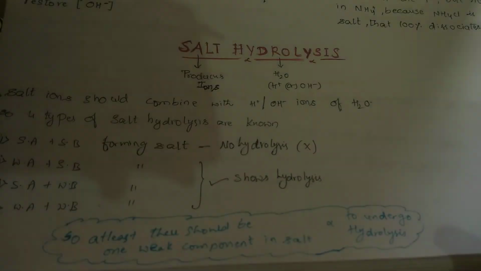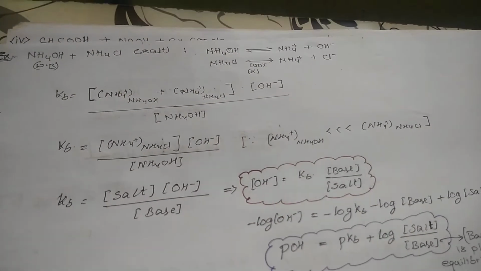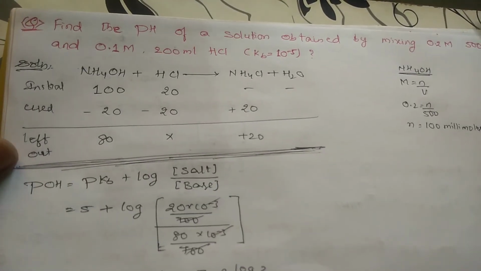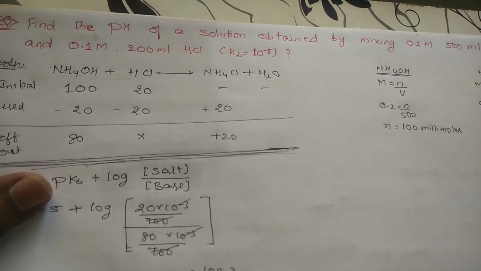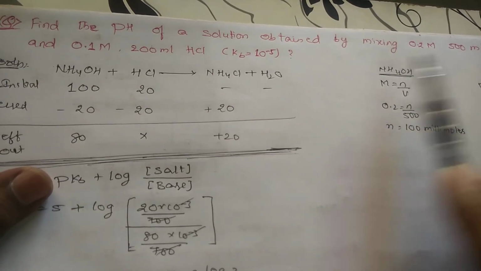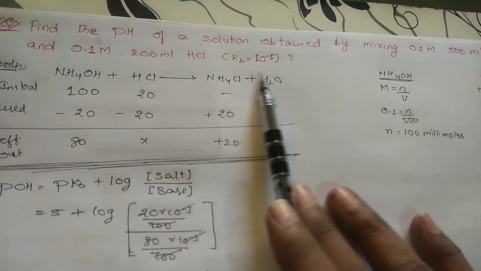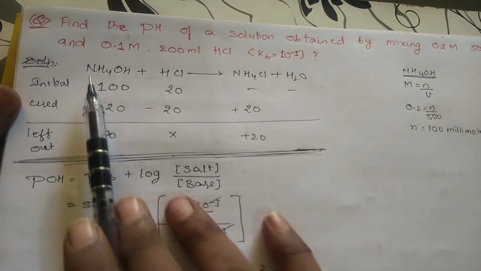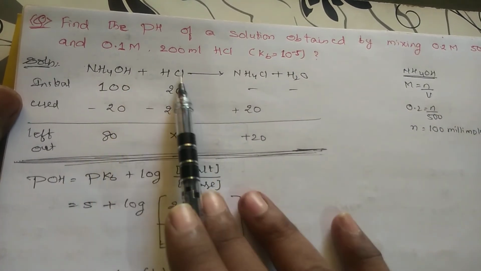Okay students. You take one more question. We will be finishing this topic with respect to basic buffer. Find the pH of the solution obtained by mixing 0.2 molar 500 ml NH4OH and 0.1 molar 200 ml HCl, where Kb is equal to 10 power minus 5. Right. NH4OH is a base and HCl is an acid. You don't find any salt here.